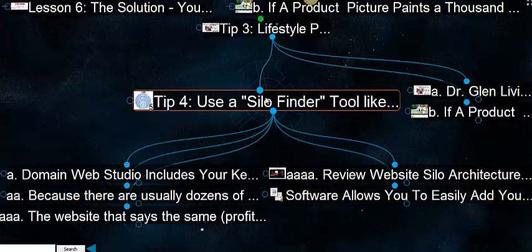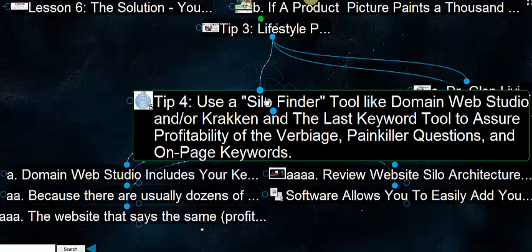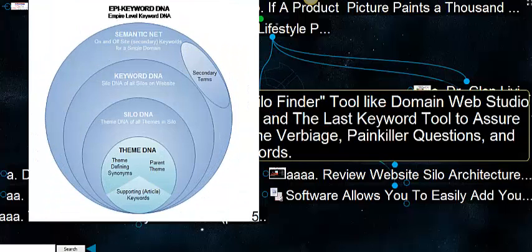Tip 4. This is going to be use a silo finder tool like Domain Web Studio and Kraken and the last keyword tool, which are quickly becoming one thing at the time of this video in 2013. To assure profitability of the verbiage, painkiller questions, and on-page keywords that you already should have come to using the painkiller article method and other things that we provided you with. Okay. The reason that you want to use a tool, and you can do it without.